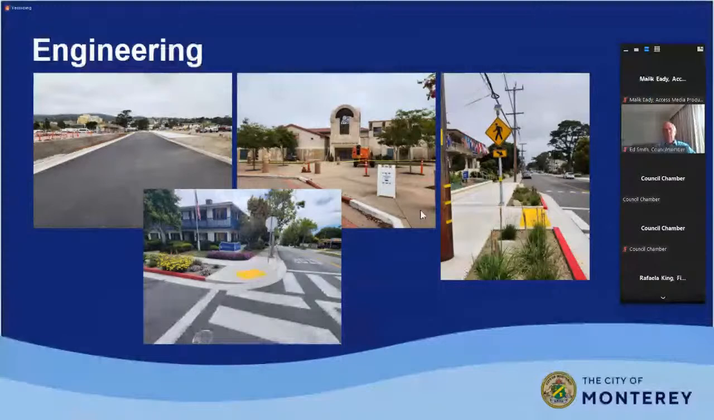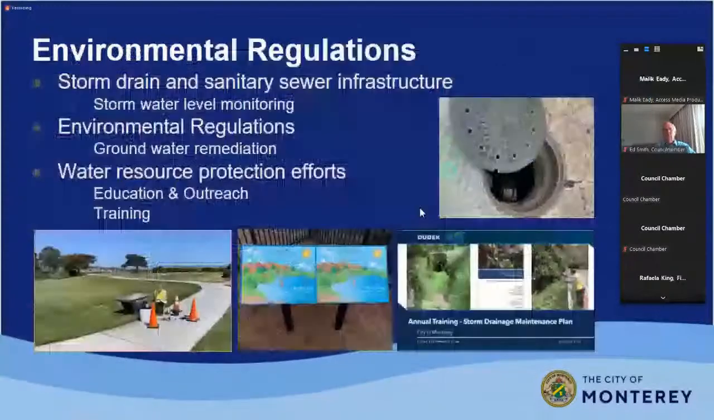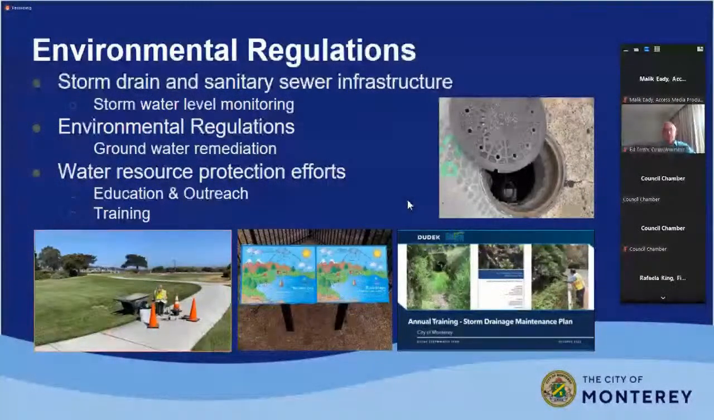Environmental Regulations, they develop and coordinate the implementation of existing and new water quality regulation programs in order to protect the natural water quality of our streams, lakes, and the Monterey Bay. Some current projects that they have is to monitor and maintain the storm drains and sanitary infrastructure by monitoring the levels of water in our storm drains. Environmental Regulations also does groundwater remediation and water resource protection efforts, educating, training, and outreach.